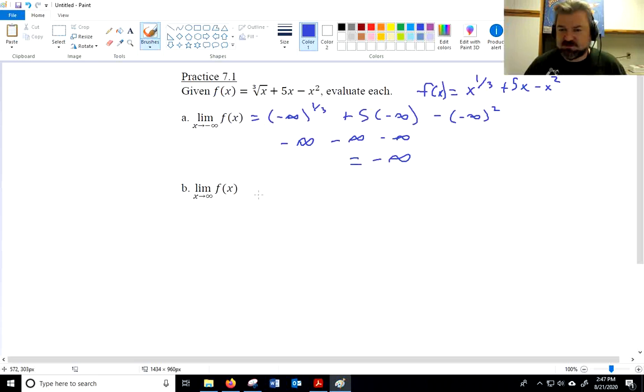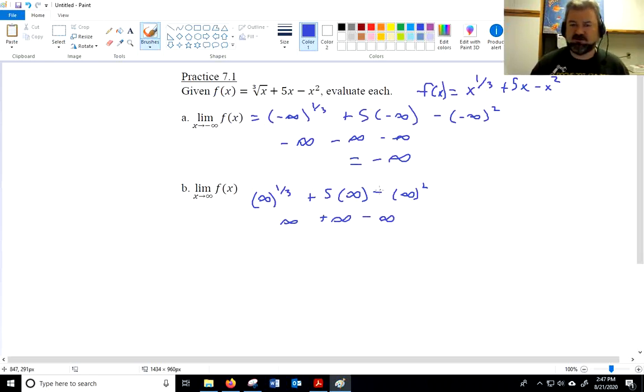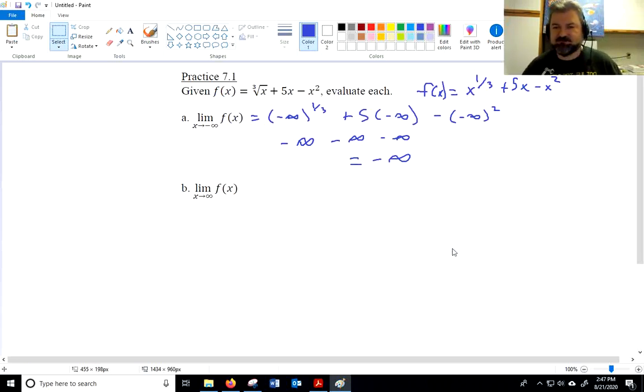I get infinity to the 1/3 power plus 5 times infinity, so far so good, minus infinity squared. All right, that's not going to work because we have infinity plus infinity minus infinity. You can't say, oh, well, 2 infinity minus 1 infinity is 1. No, it doesn't work that way. Not at all. That has nothing to do with the answer. Okay, so we got to do algebra.